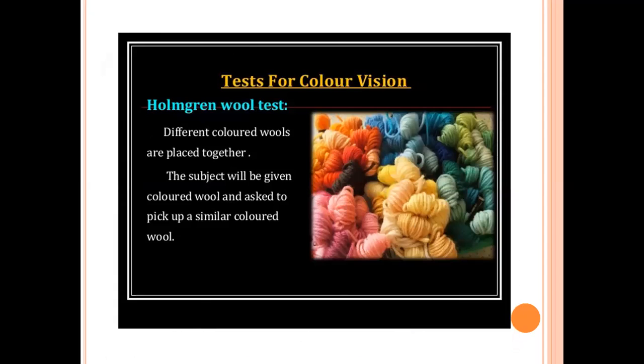The second test is the Holmgren wool test. Now in this there are different colored wools, different shades of colored wools. You give the person one color wool and ask the person to find the same color in that particular Holmgren wool chart. That means the person is asked to match that particular color. That is called the Holmgren wool test.